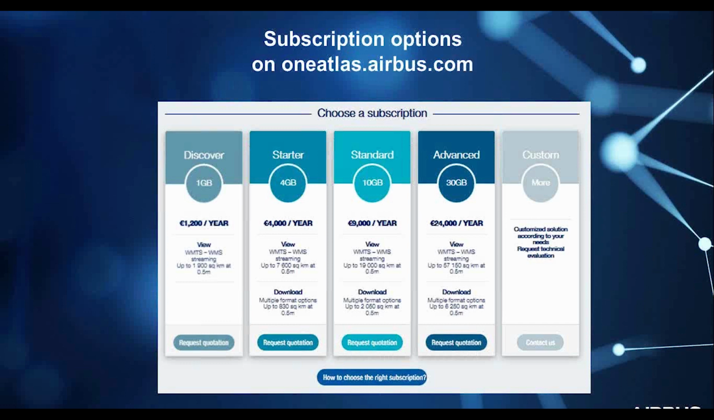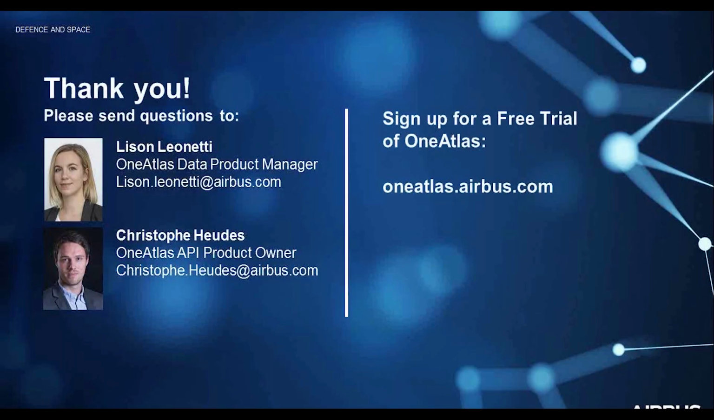Thanks, Christophe. So just as a reminder, here you have an overview of the subscription packages. We can see 5 distinct packages ranging from Discover through to Advanced, and Custom, which is available for those that need above 30 gigabytes. Please feel free to contact us for custom packages. These packages are available via the OneAtlas portal. Now, we're going to go over to the Q&A.